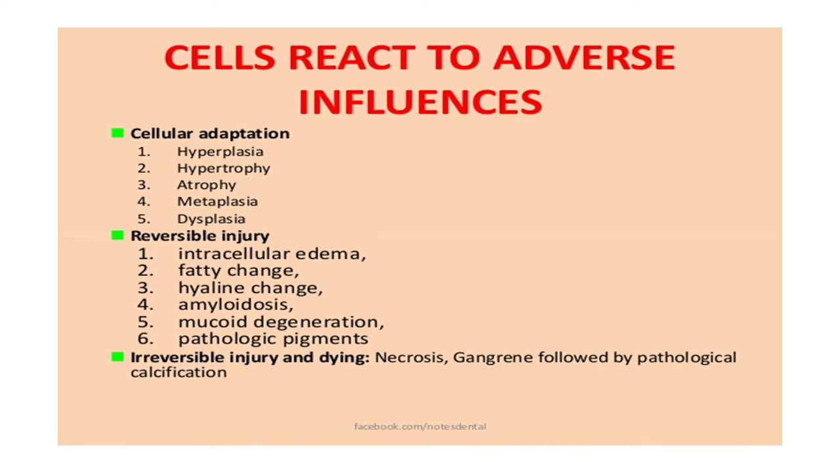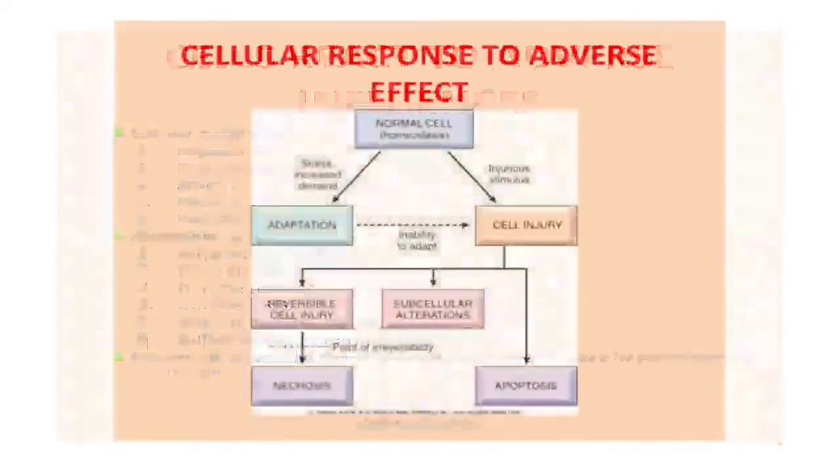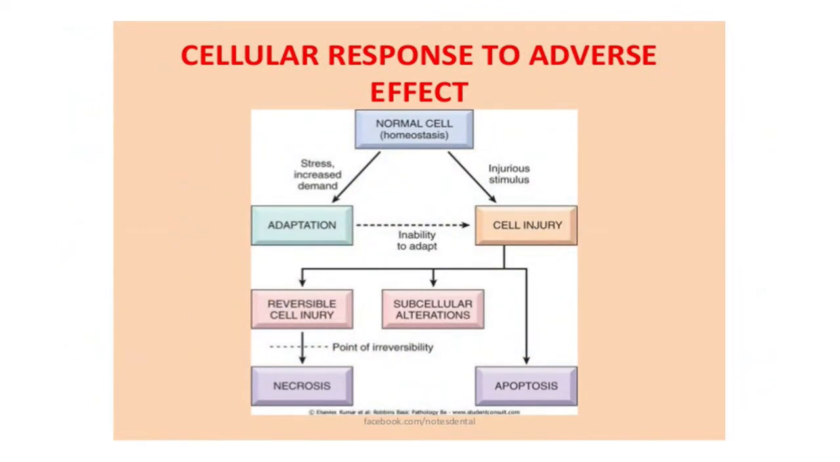So lastly, then they can move to irreversible injury and dying. So in irreversible injury, cells go through these processes: necrosis, gangrene, followed by pathological calcification, hardening. So we're taking it one after the other. Cellular response to adverse effect. If a cell gets injured, they go through this channel.